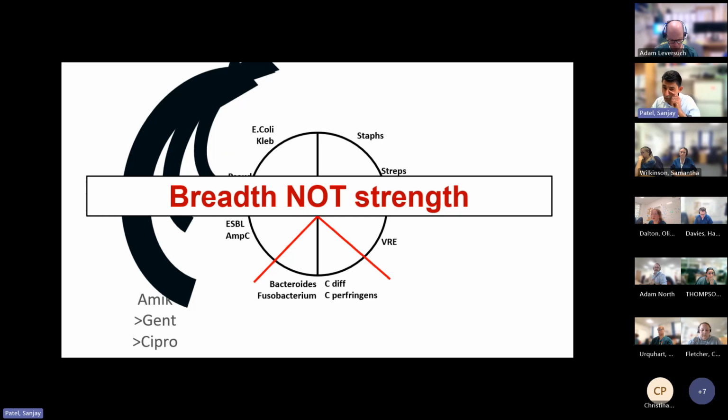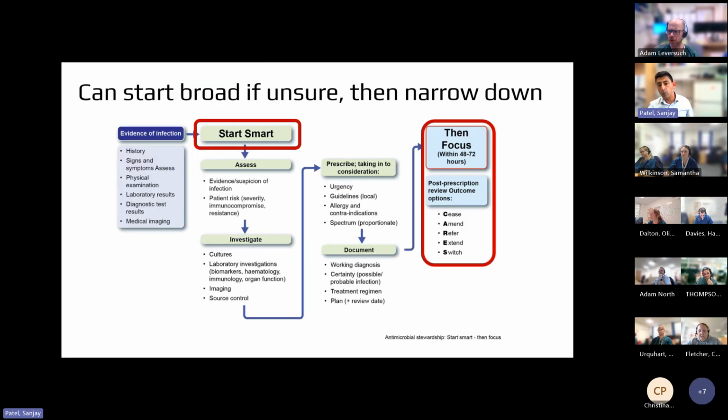And as I want to reiterate, breadth does not equal strength. My favorite antibiotics are often the narrowest agents. But it's only when a child is really unwell and you're not sure what the pathogen is that you might go broader, in the knowledge that your empirical treatment can then be targeted when you get a pathogen and sensitivities.